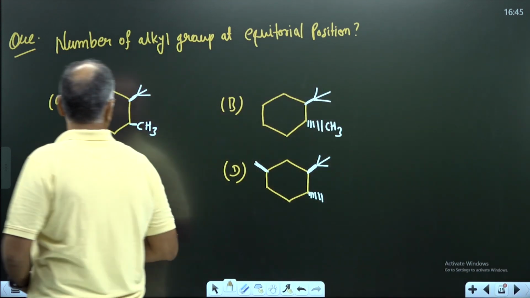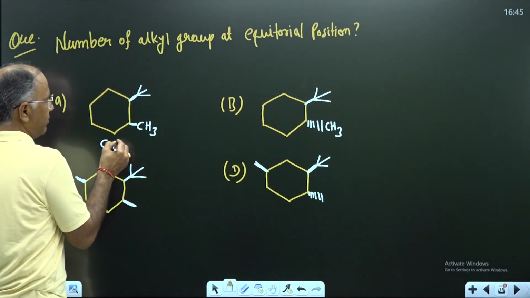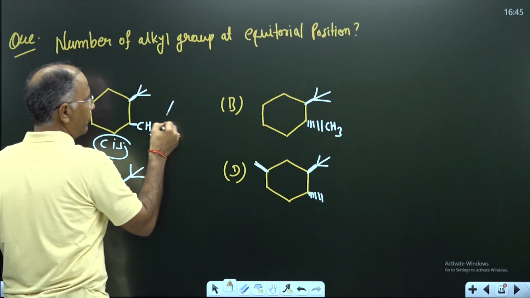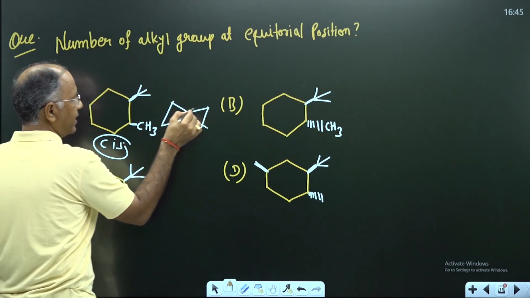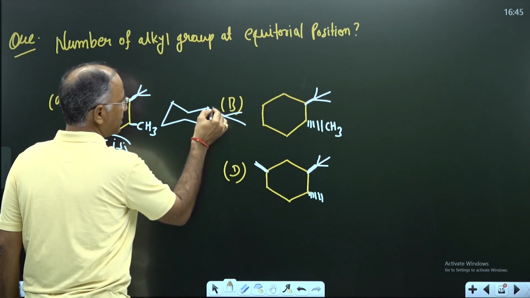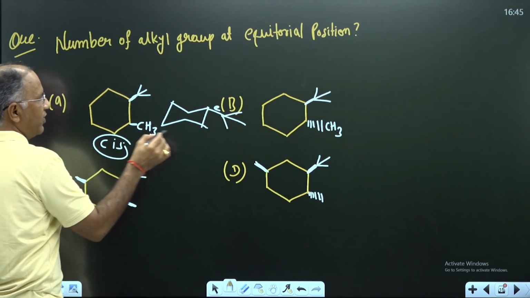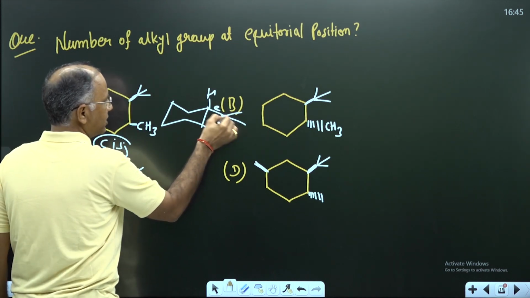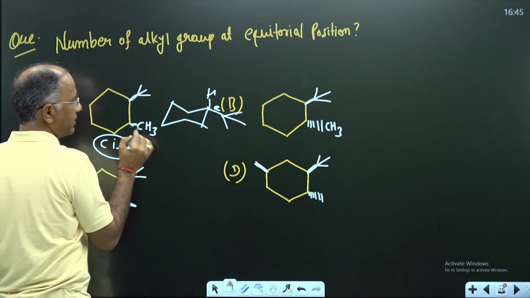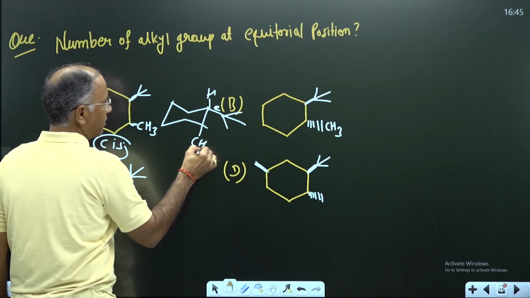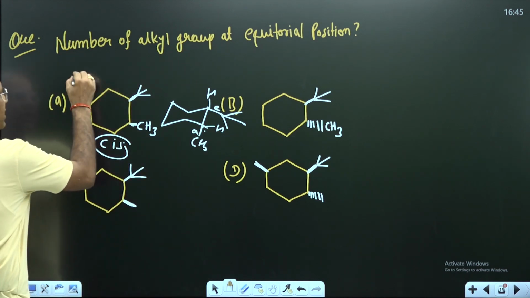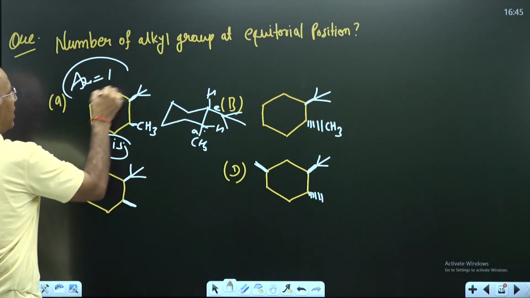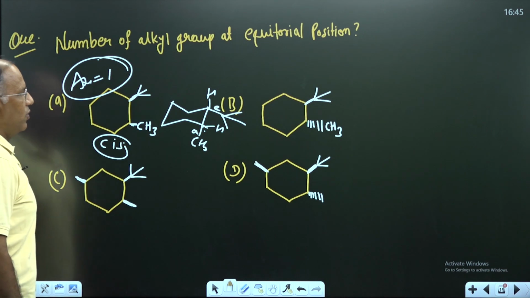Now, in example A, this is our cis form. So what we have to do? First of all, draw the chair form. The more bulky group must be at the equatorial position, always start from equatorial. Then we have to draw cis. This is down. This means this methyl must also be down. How many equatorial positions are there? In this case, only one alkyl group at the equatorial position.